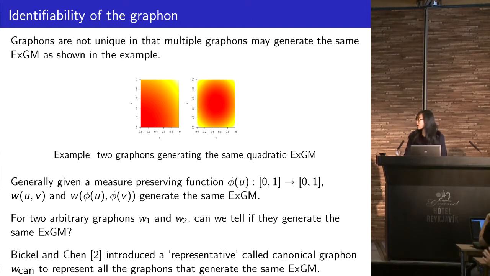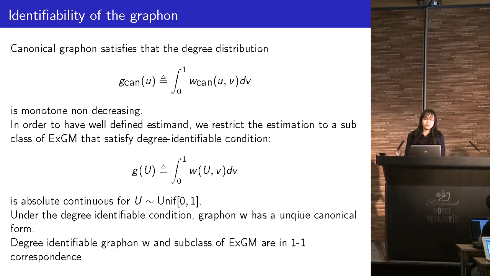So in the literature, Bickel and Chen introduced something called a canonical graphon, the one that represents all the graphons that generate the same EXGM. The canonical graphon is the particular functional form that satisfies that the degree distribution is monotone non-decreasing on the [0,1] interval.